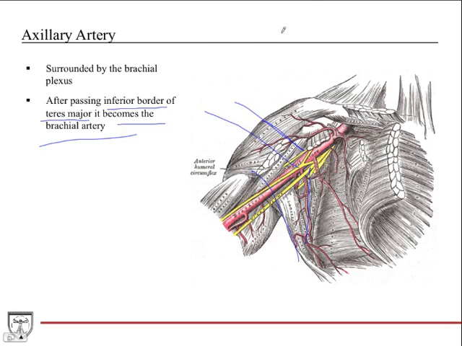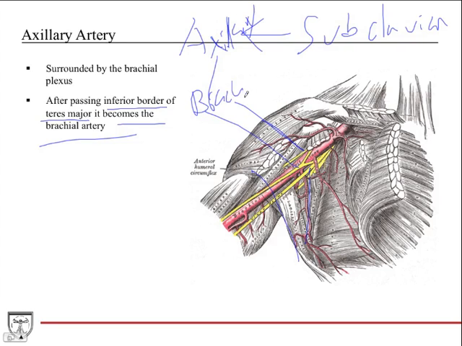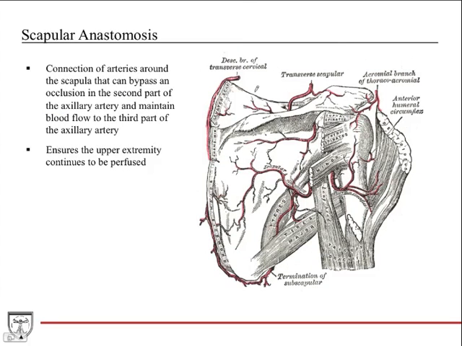So again, subclavian, then axillary, then brachial. All the same structure, all the same artery. It's just named differently for what region it's in. So the scapular anastomosis is a connection of arteries around the scapula that helps to bypass an occlusion or blockage in the second part of the axillary artery, which helps maintain blood flow to the third part of the axillary artery, its most distal portion, which then helps ensure that the upper extremity continues to be perfused.